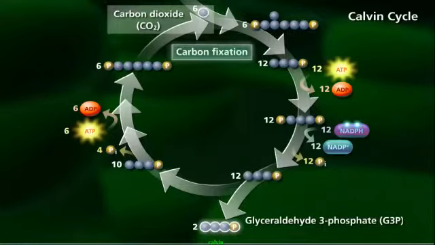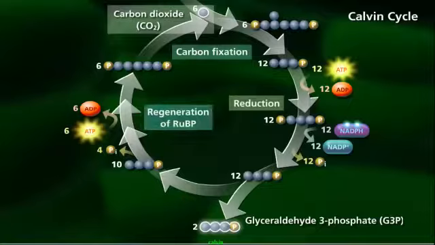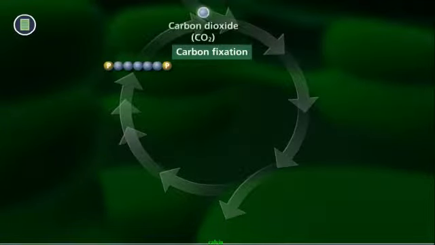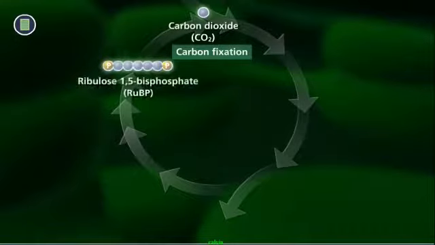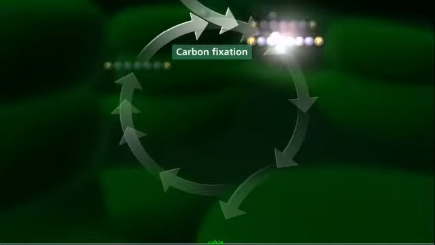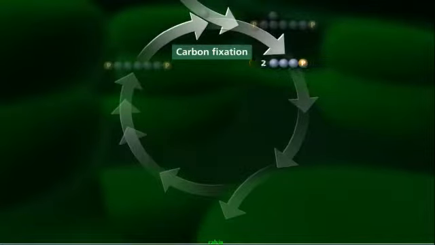The cycle consists of 3 steps, the first of which is carbon fixation. In this step, carbon dioxide is attached to ribulose 1,5-bisphosphate, resulting in a 6-carbon molecule that splits into 2 3-carbon molecules.